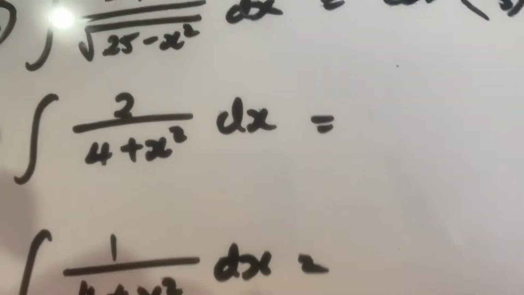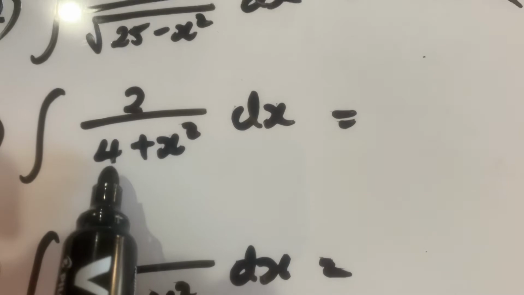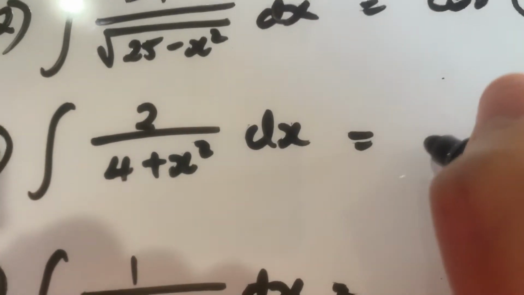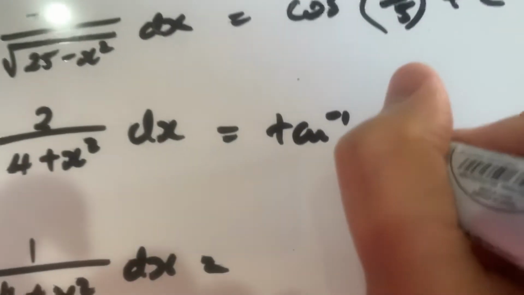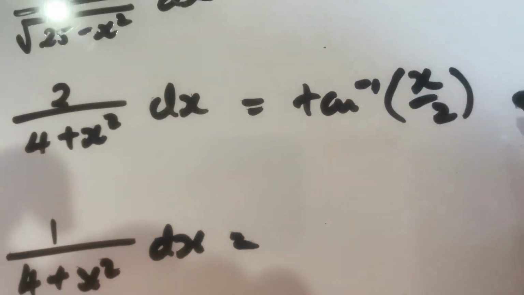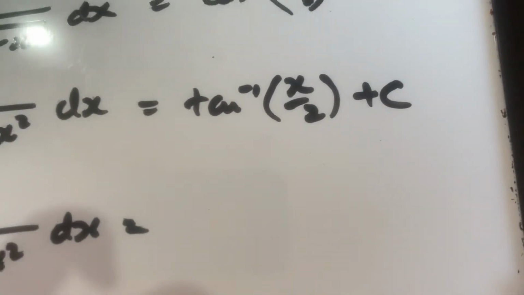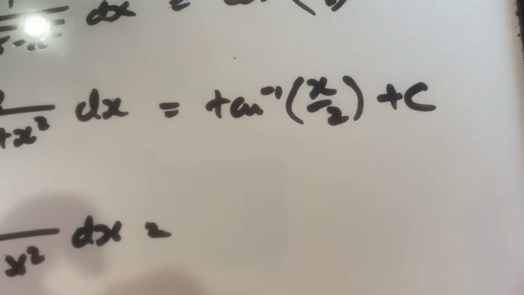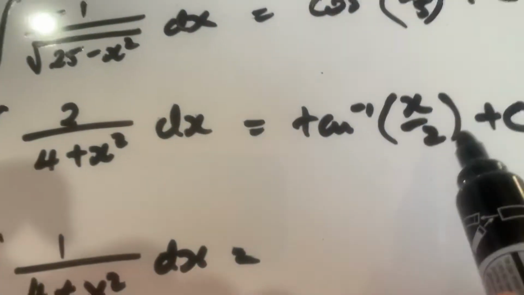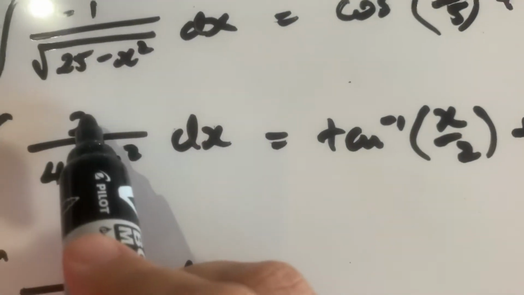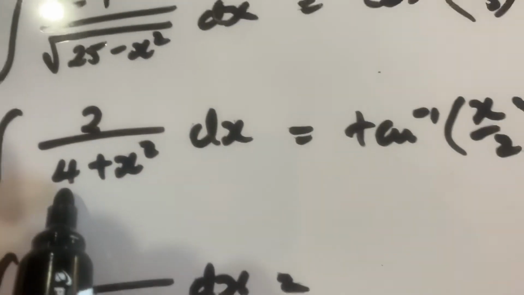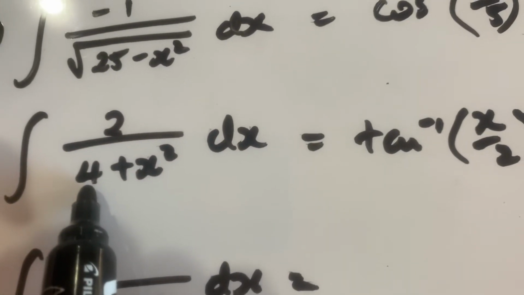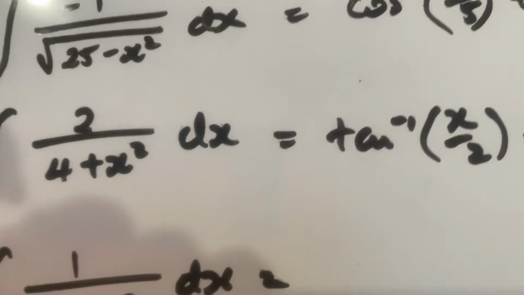All right, we know that 2 squared is 4. So this is going to straight play out to be tan^-1 (x over 2) plus c. So a direct application of our rule. The 2 is the 2 on top, and the 2 also has to be here, 2 squared. So that's a direct application rule.